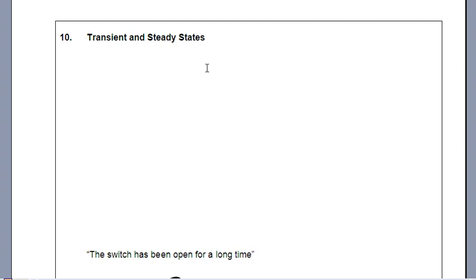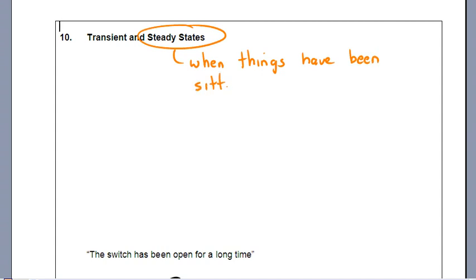Okay, so let's take a look at these words here, transient and steady states. When we talk about steady states for these kind of circuits in physics, that means when things have been sitting for a while. It's had a long time to reach a nice stable equilibrium. More than 5 time constants, let's say.